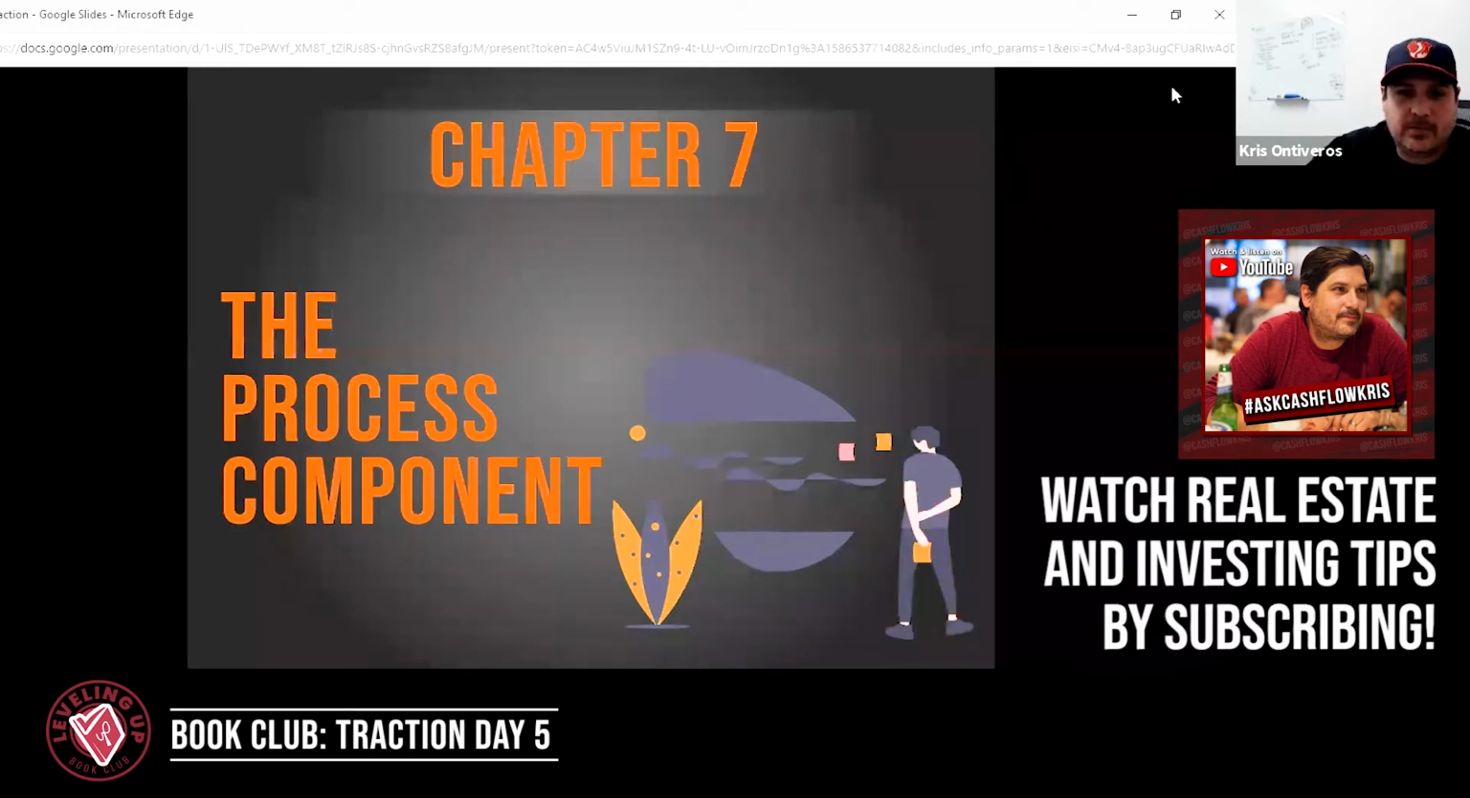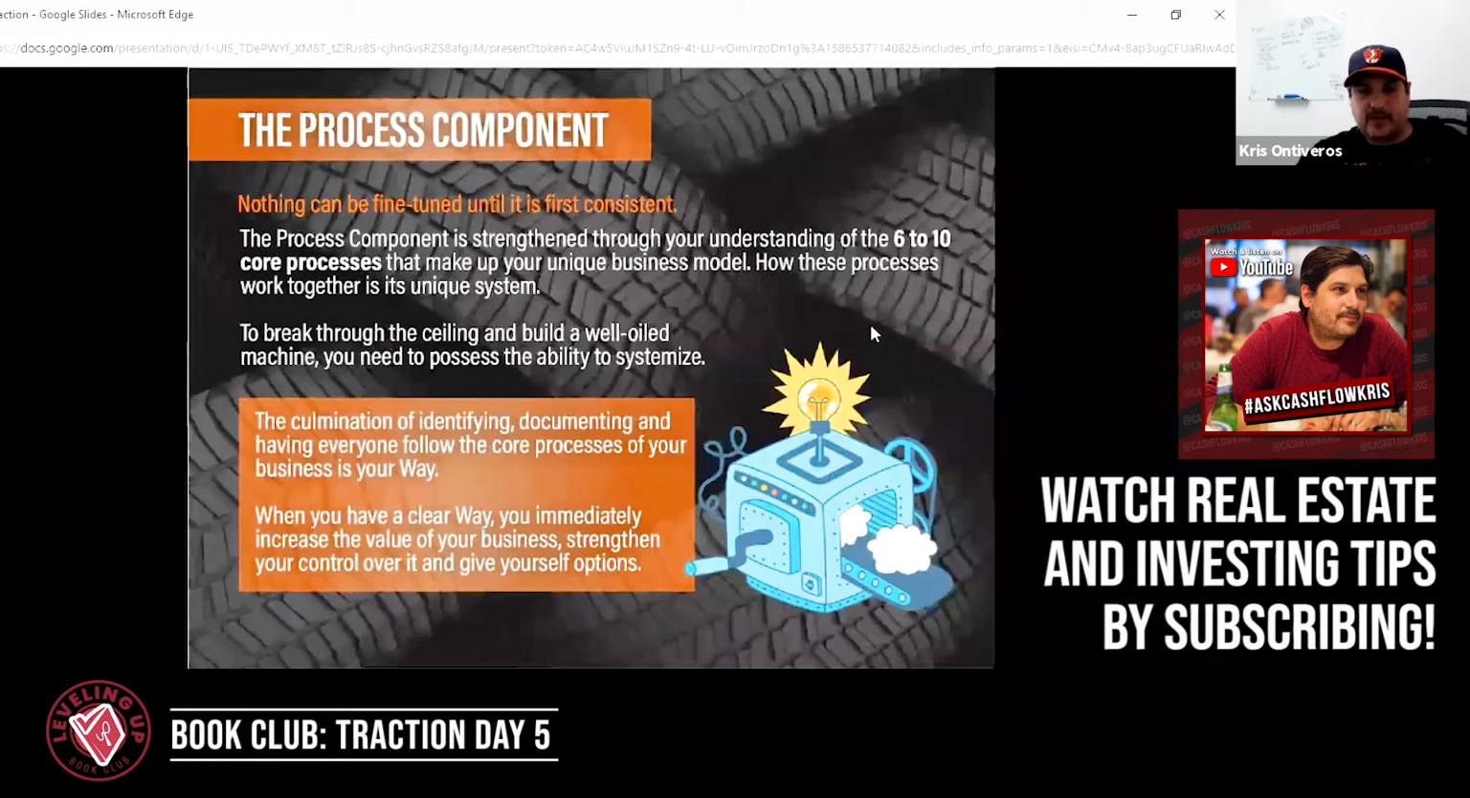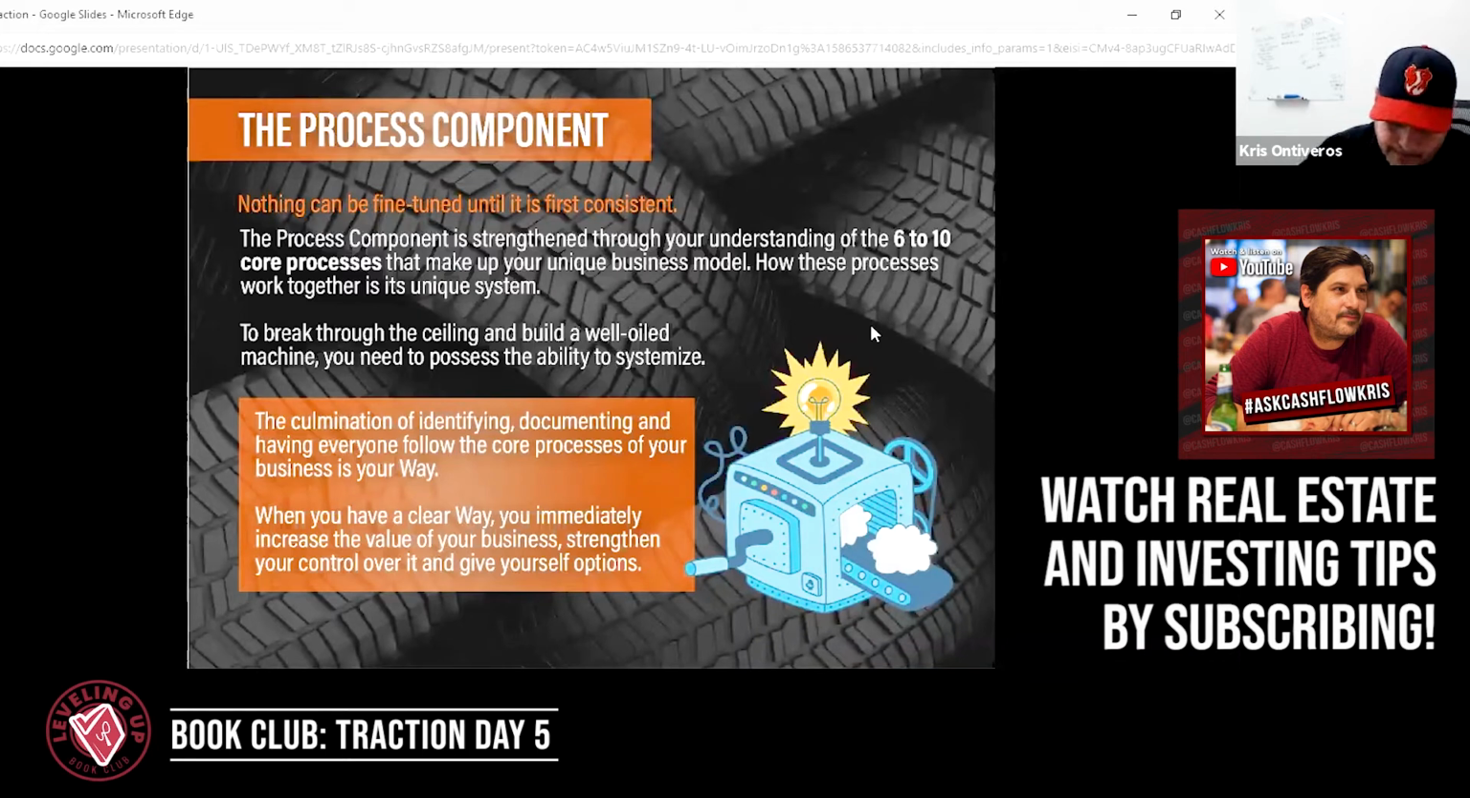So let's get rolling. Chapter 7, the process component. Nothing can be fine-tuned until it is first consistent. The process component is strengthened through your understanding of the 6 to 10 core processes that make up your unique business model. How these processes work together is its unique system. To break through the ceiling and build a well-oiled machine, you need the ability to systematize.